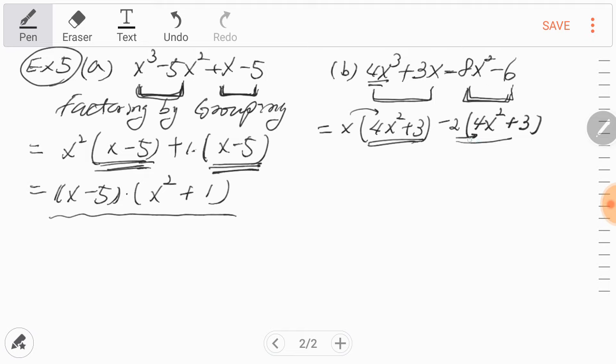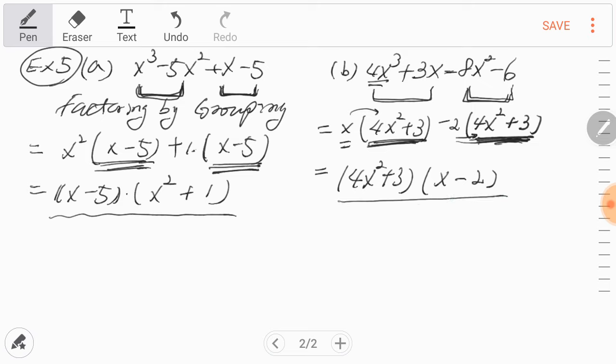If it's factorable, then we must have the same binomial as a common factor in the second group. Okay, so 4x squared plus 3 is a common factor. So factor that binomial out. Parenthesis, write the missing factors, the leftover factors. So x minus 2. And also make sure that each factor is prime, not factorable. Then we are done. So this is not factorable, this is not factorable, so done.